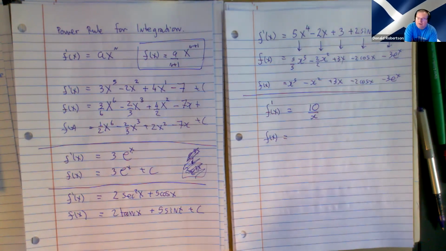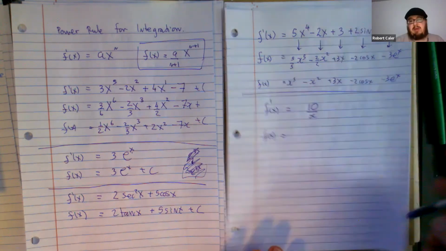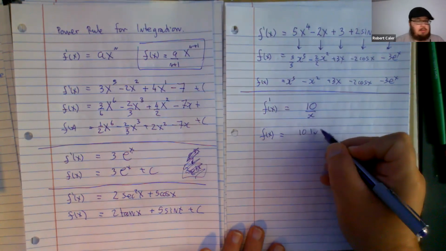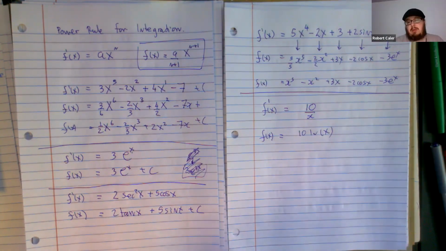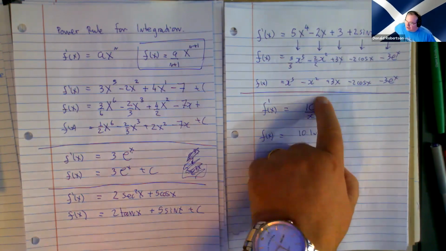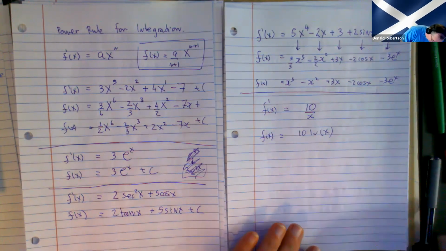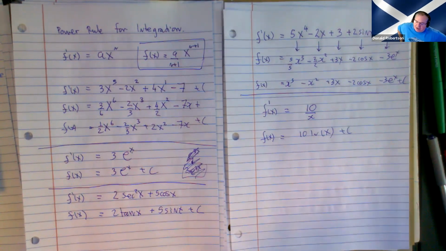Be careful. What is the antiderivative of 10 over x? 10 times the natural log of the absolute value of x. You remember differentiating logs, you get 1 over x, so 10 logs gets you 10 over x. And I almost forgot. Plus c. Right, last name down.